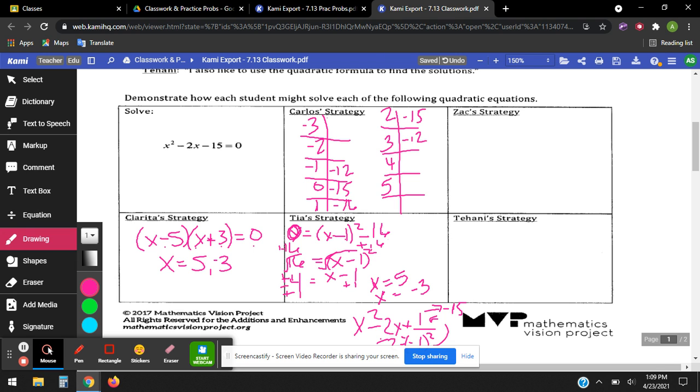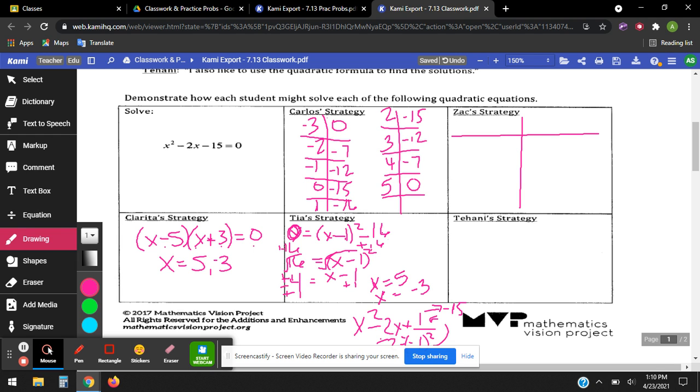4 minus 1 is 3. 3 squared is 9. 9 minus 16 is -7. And 5 minus 1 is 4. 4 squared is 16. 16 minus 16 is 0. Okay, so when I do my graph, I know they're mostly going to be in the negatives. Do I have any positives? I don't have any positives in here.